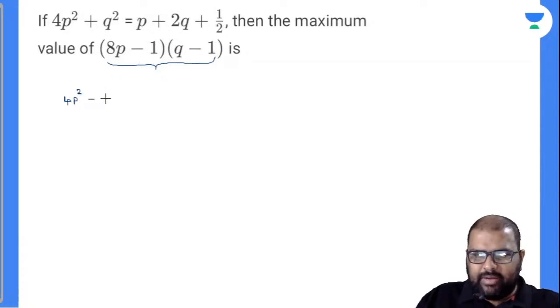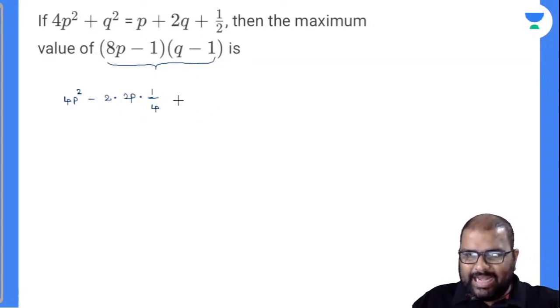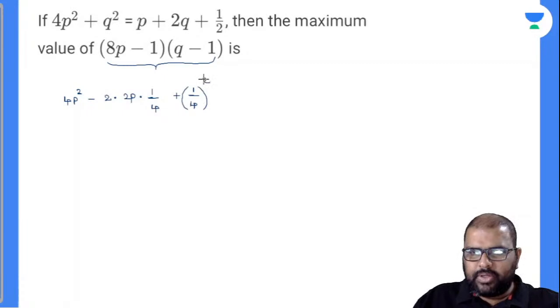Minus p I will write like this, minus 2 into 2p into 1 by 4. Finally this value is p only, observe. So what did I add there? I have added 1 by 4 whole square, so I'll write 1 by 4 whole square. This will work out. Done.